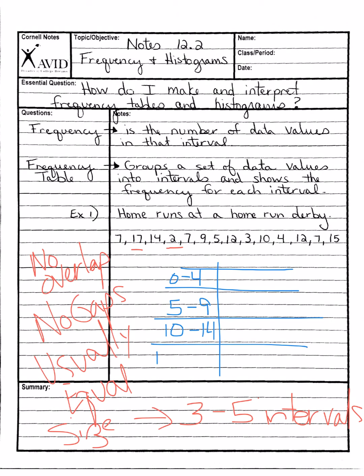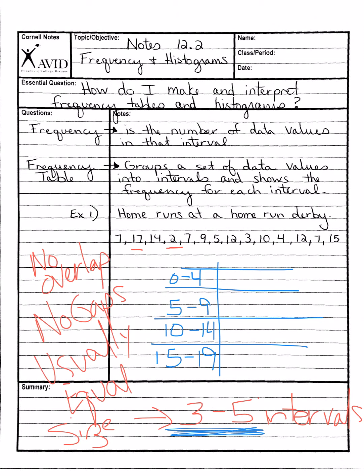And then we would go 15 to 19. Remember, we want to make 3 to 5. I made 4. Okay. Now, your book actually made some. This is example 1 on page 732, and they did it differently.